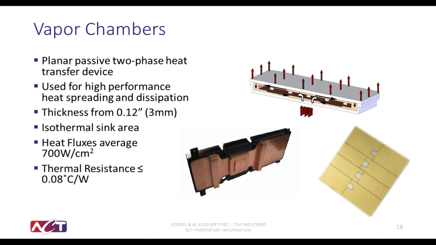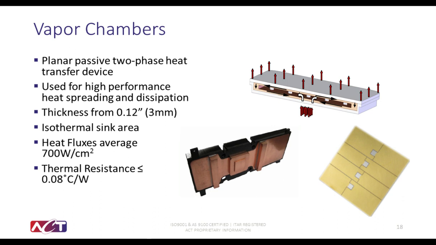When heat fluxes are extreme and the heat spreading requirements are demanding, vapor chambers offer a plausible solution. A vapor chamber is a closed, planar, two-phased heat transfer device. Similar to a heat pipe, it consists of an envelope material, wick structure, and working fluid. It uses the latent heat of vaporization to remove heat from hot components and spread it across the surface.